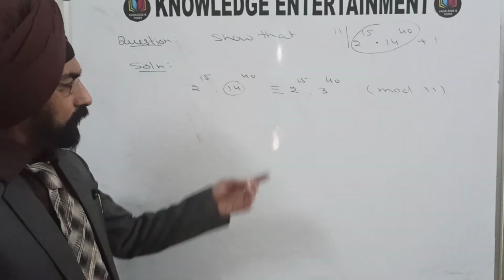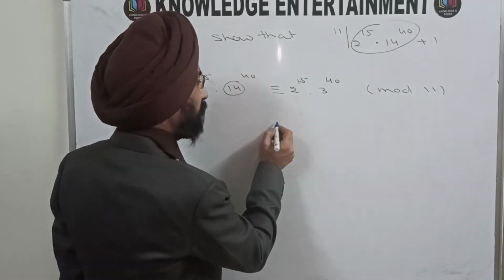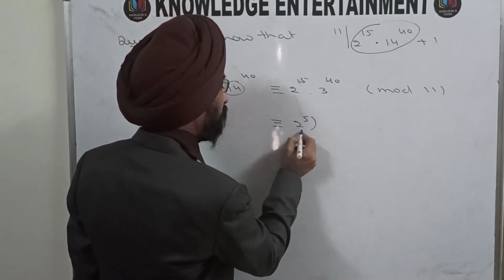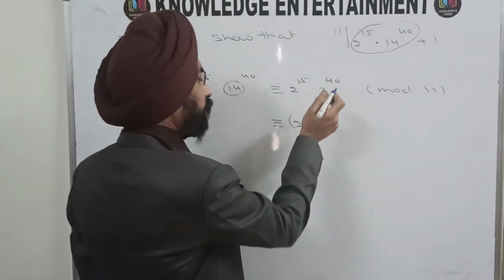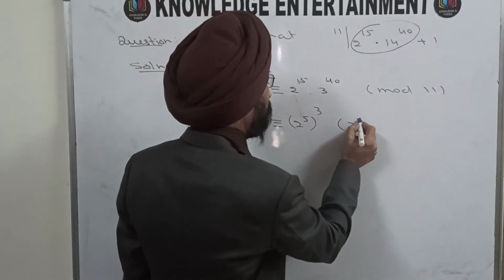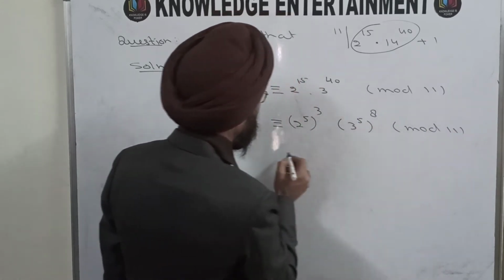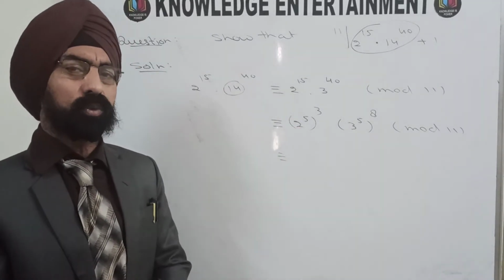And now reduce the quantity. How can it be reduced? This 2 power 15, you can write as 2 raised to the power 5 raised to the power 3. 5 3s are 15, it's okay. And this 3 power 40, you write as 3 power 5 raised to the power 8. Once again, it's okay. It is 2 power 5. 2 power 5 is 32.